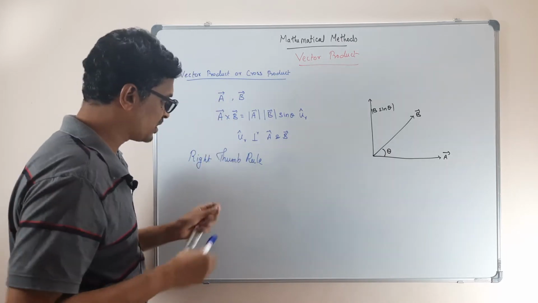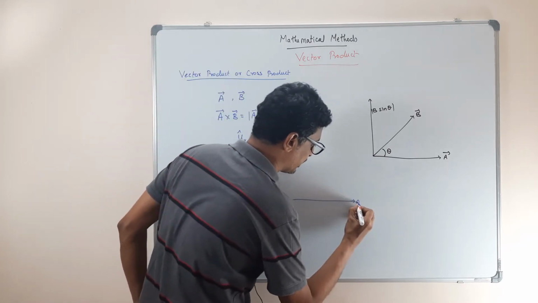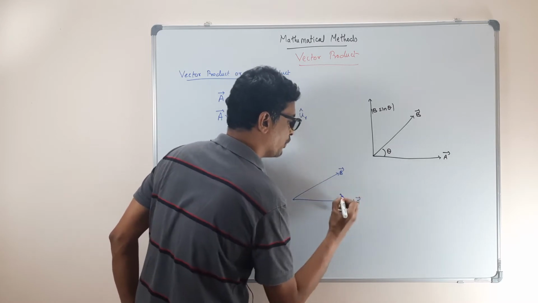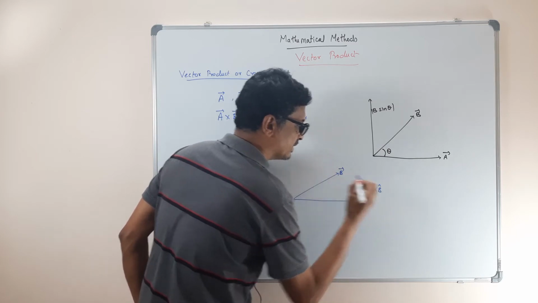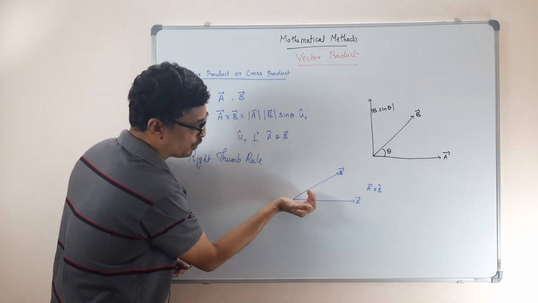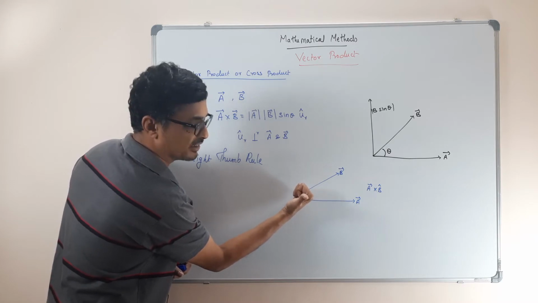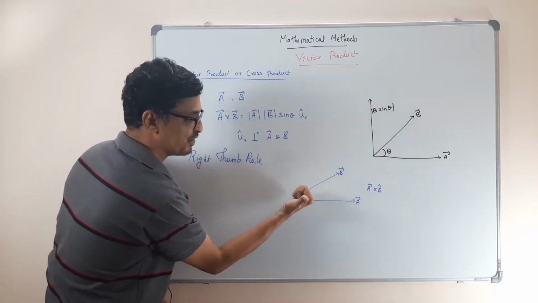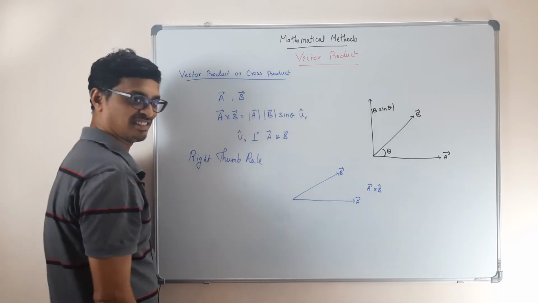Suppose I have two vectors. Let us call this the A vector, and this is the B vector. If you ask me what is A vector cross B vector, the direction will be found by taking A vector to B vector. So go from A to B, and hold it like this. The fingers are like an arrow going from A to B, and where the thumb comes up, that is your resultant direction.